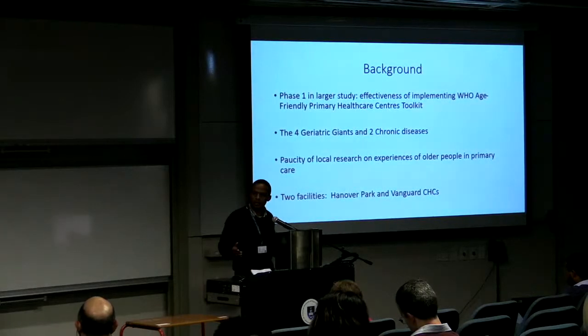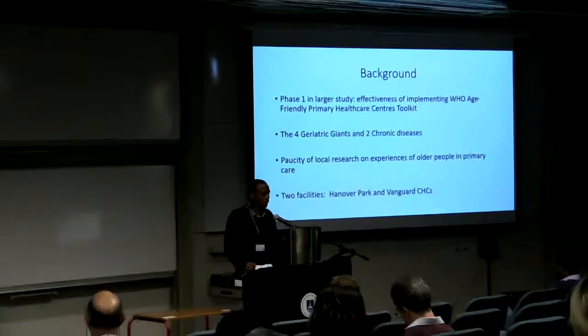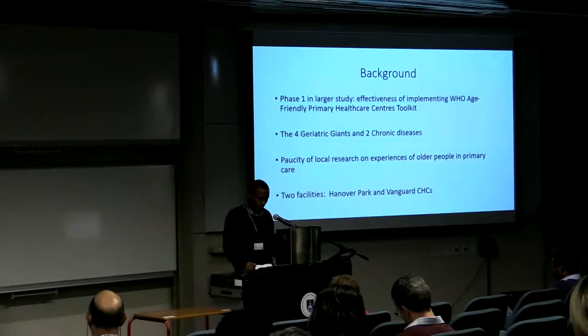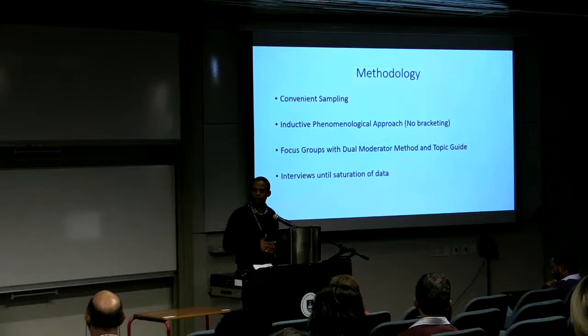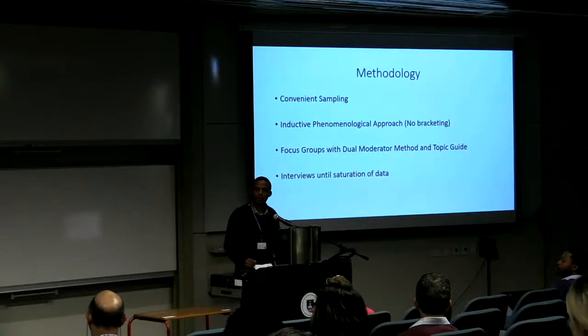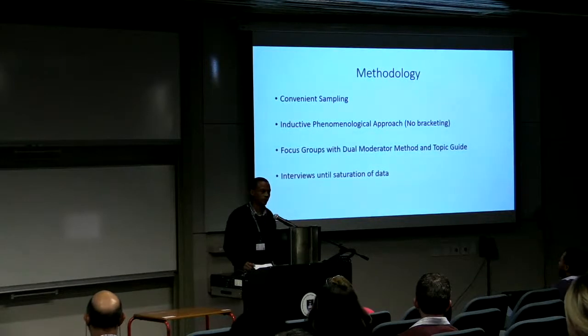The idea of this study is to see whether implementation of these tools at two primary care facilities actually improves clinical care and outcome. The first phase looked at assessing age friendliness at the two facilities, namely Vanguard and Hanover Park. Phase two is to train clinicians in the use of the toolkit, and phase three is to come back and reevaluate in four different formats: folder reviews, clinicians, and experiences of patients exposed to the toolkit, and see whether there's substantive improvement.